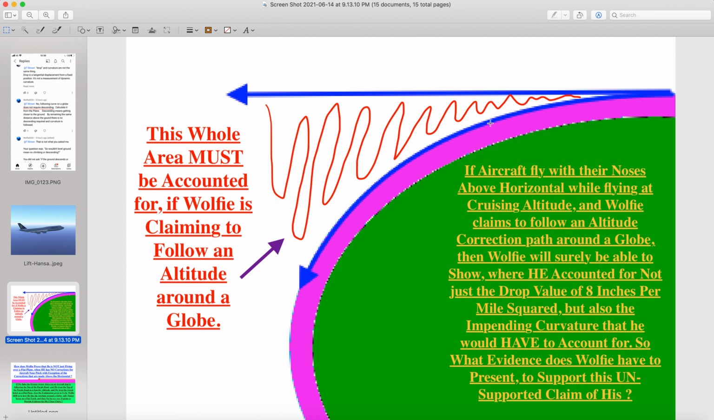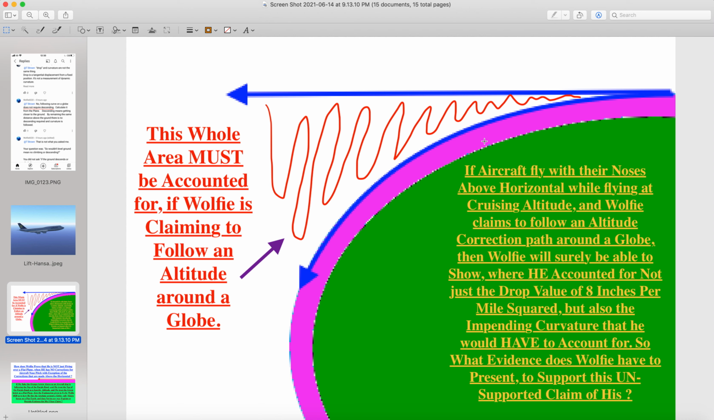So he has to pitch down constantly. He'll have to be pitching down constantly to do this. There is no way out of it, right? As I showed earlier with my calculations, after 25 minutes of flight, he would have had to account for 6.6 miles of drop. And that's not even the curvature. That's just the drop value. That's not even the curvature, because curvature would involve him having to pitch down.